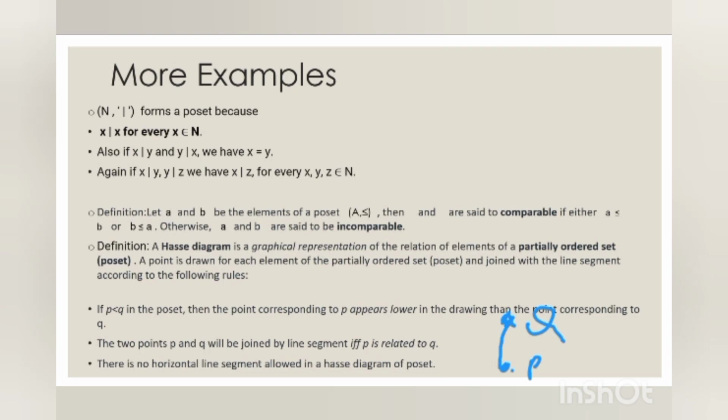Next, the two points P and Q will be joined by a line segment if and only if P is related to Q. Means अगर P Q से related है तो इन दोनों पॉइंट्स के बीच में एक लाइन सेगमेंट होगी ही होगी, और अगर दो पॉइंट्स P एंड Q लाइन सेगमेंट से ज्वाइंट है तो इसका मतलब ये है कि P Q से रिलेटेड है. And the last one is, there is no horizontal line segment allowed in a Hasse diagram of posets. We only have vertical lines.